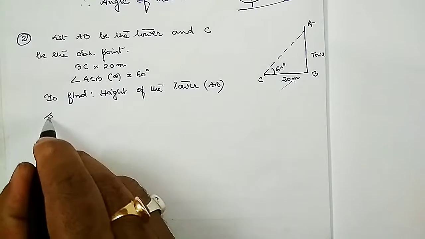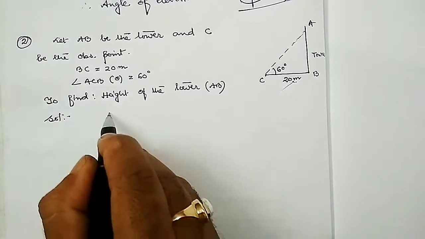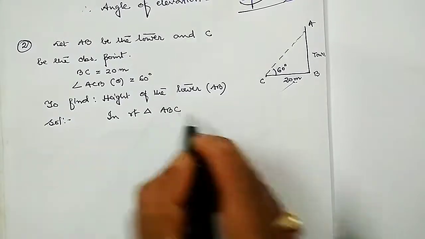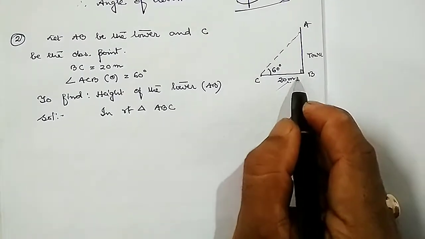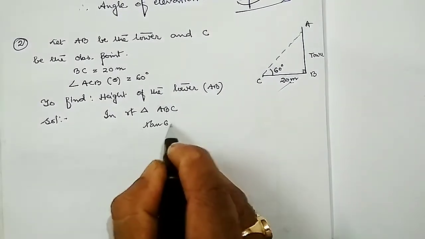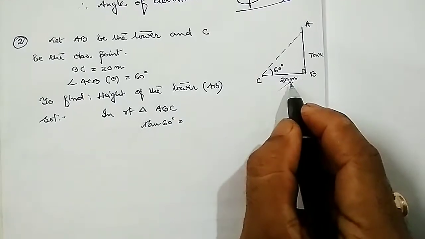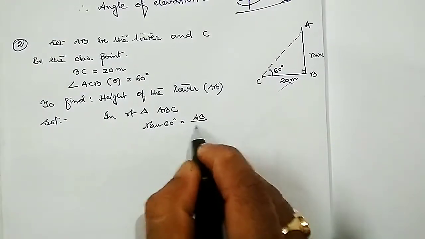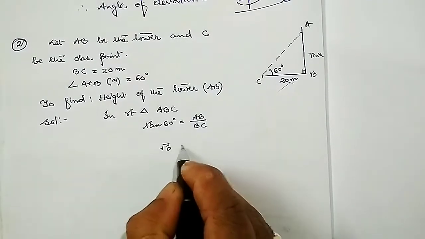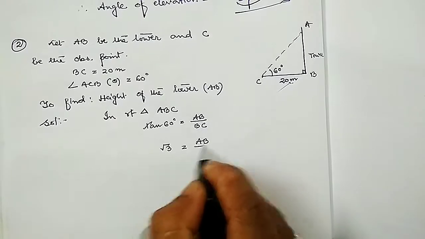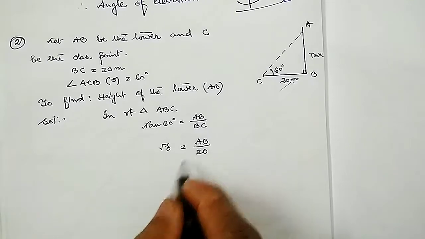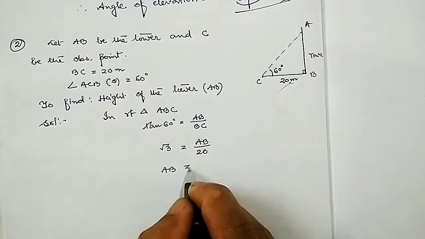So in the solution part we can write: in right triangle ABC, better to give this symbol because this is the right angle. In right triangle ABC, tan 60 equals AB by BC. Write here AB by BC. We know the value of tan 60 is root 3. AB we don't know, and BC here is 20. So if I cross multiply, 20 root 3 equals AB, so I can write AB equals 20 root 3.